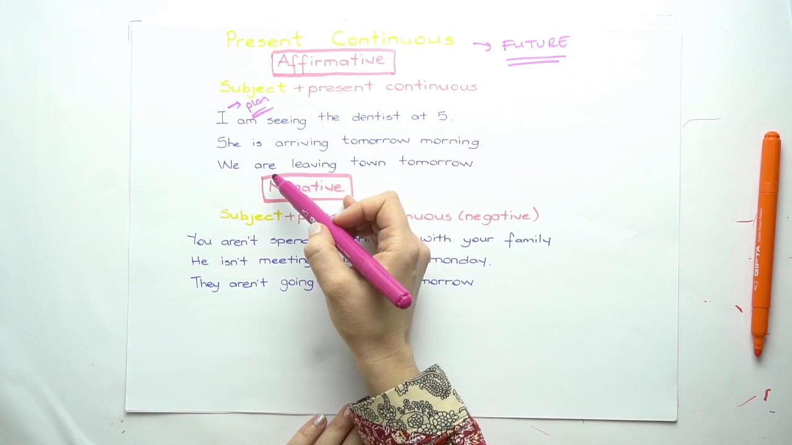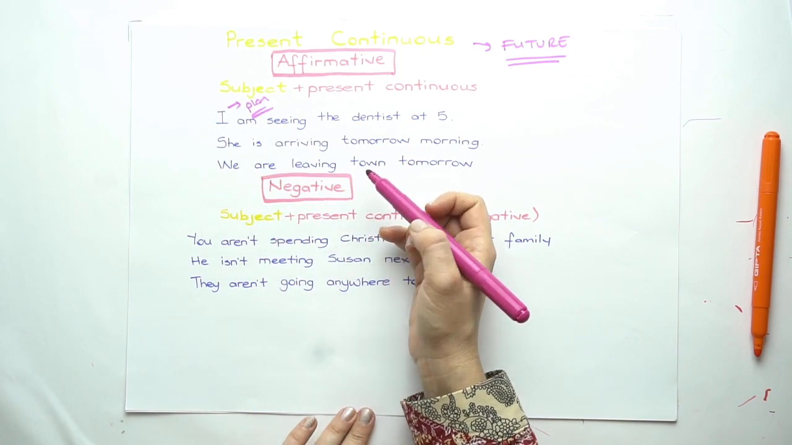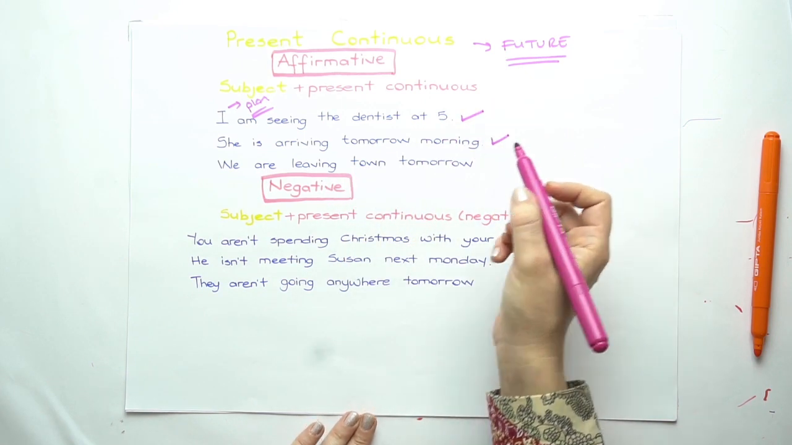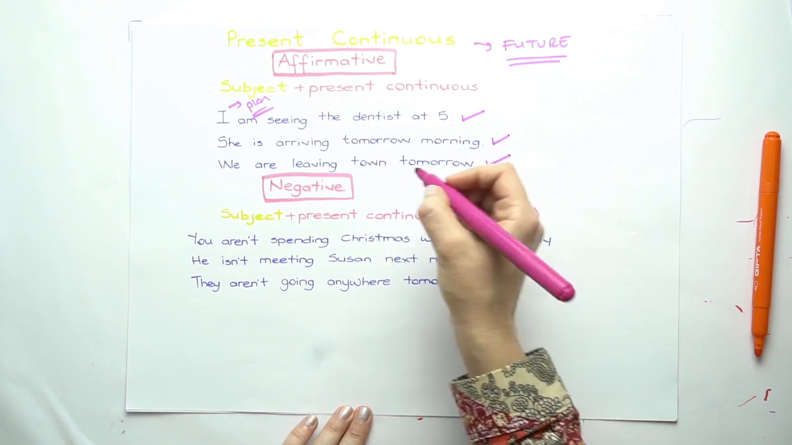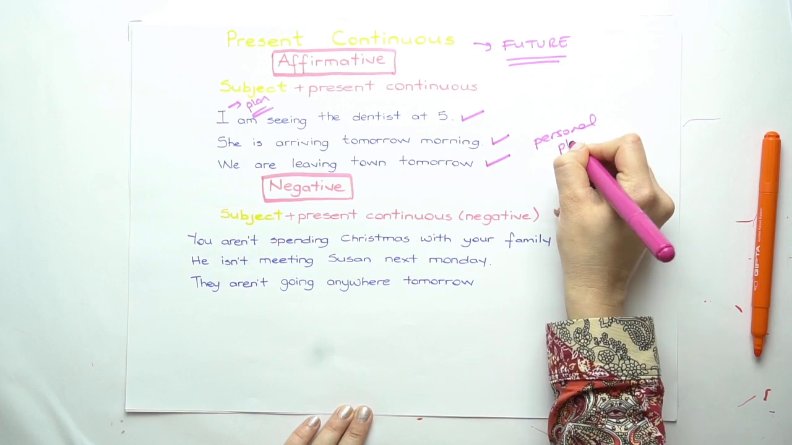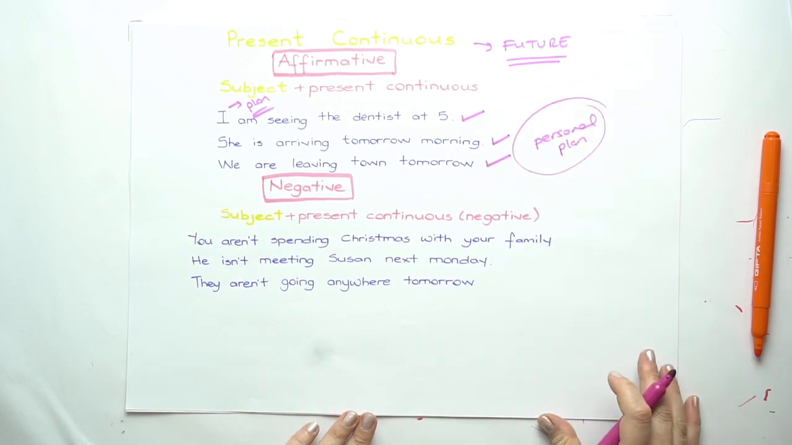I'm using continuous. I'm seeing the dentist at 5. She is arriving tomorrow morning. Or we're leaving town tomorrow. If there is a personal plan, I'm using present continuous tense.